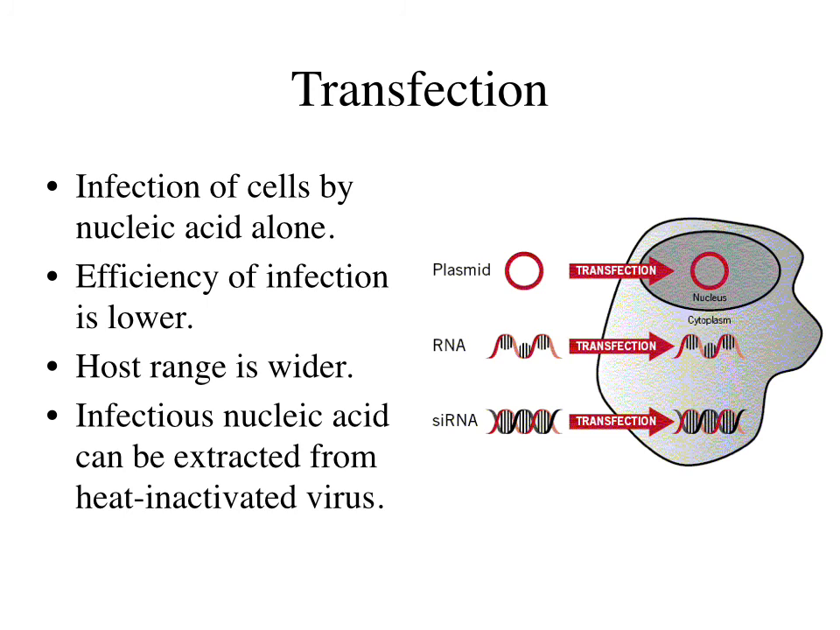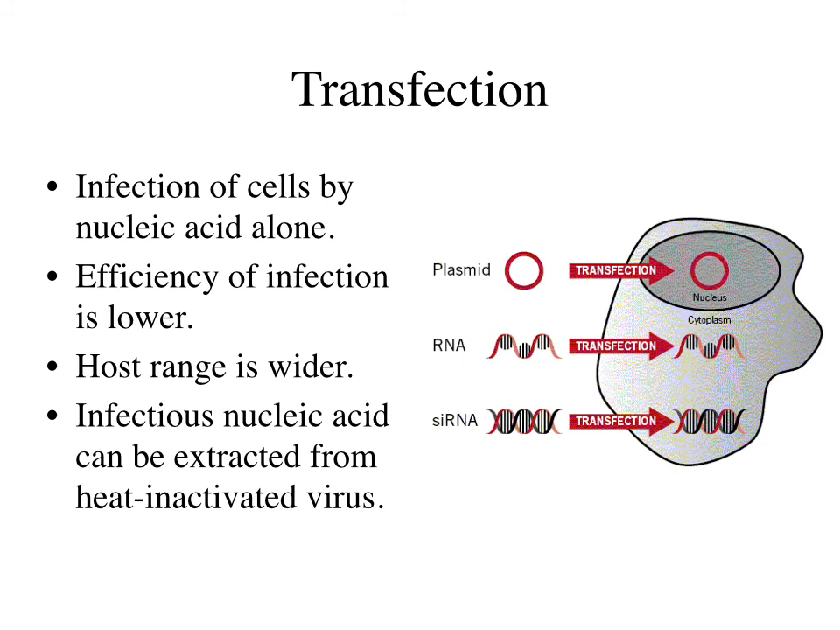But you have the advantage that the host range is wider. Cells that are permissive to transfection may not be susceptible to infection by intact virus, and that's because receptors don't play a role in transfection. So as a nice example of this, consider chicken cells. Chicken cells are normally not susceptible to poliovirus. Poliovirus is normally grown in primate cells, and the reason for this is that chicken cells lack the appropriate receptor.